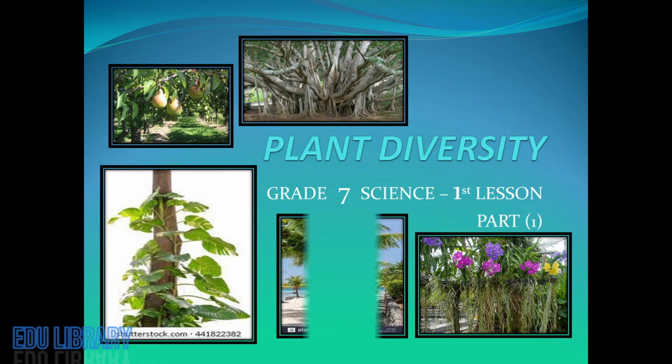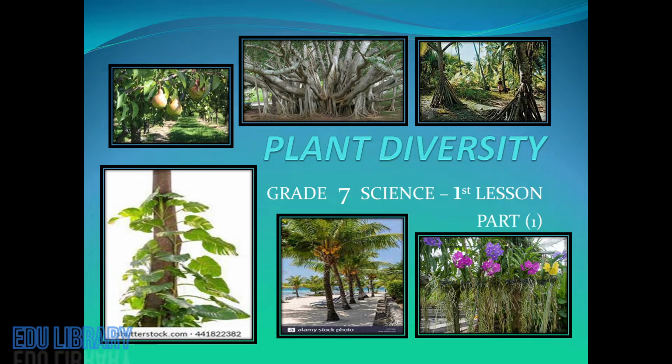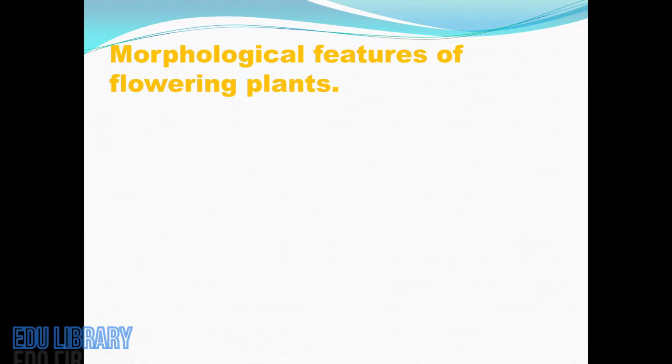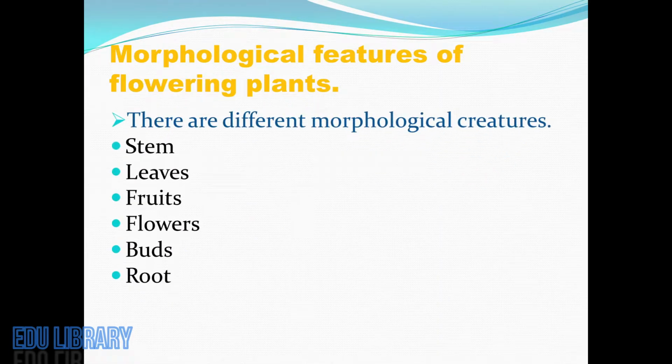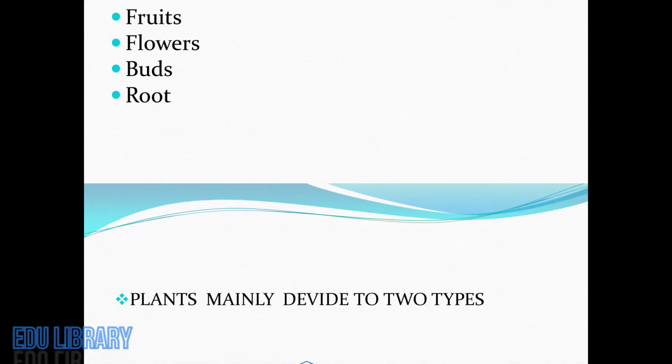Today we're going to talk about grade 7 science first lesson, plant diversity. Plant diversity means the difference between plants. Morphological features of flowering plants. There are different morphological features. Stem, leaves, fruits, flowers, buds and roots are the main examples for it.